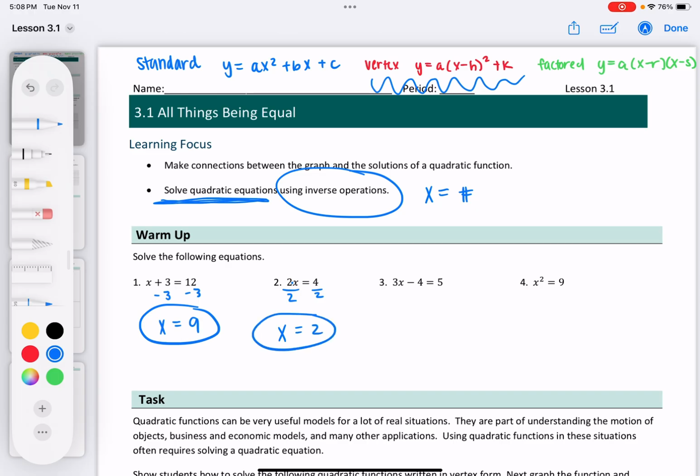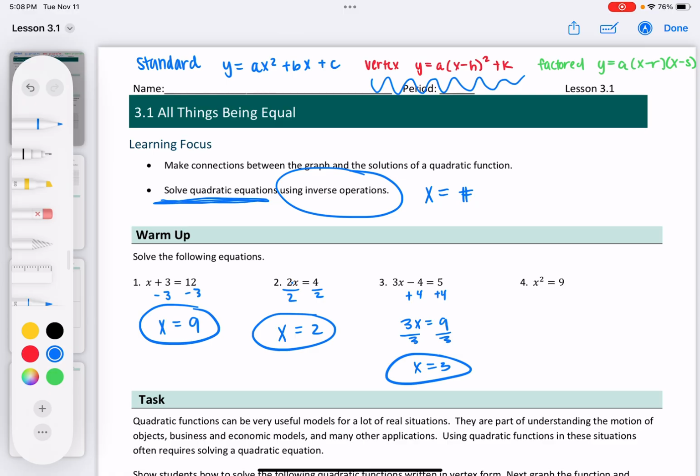Number 3, there are just a couple of steps, that's all right. We do the thing that's farthest away from the x first. That's going to be the 4. We have to get rid of it first, so we end up with 3x equals 9. Last step is to divide by 3 to get x equals 3 for our final solution.